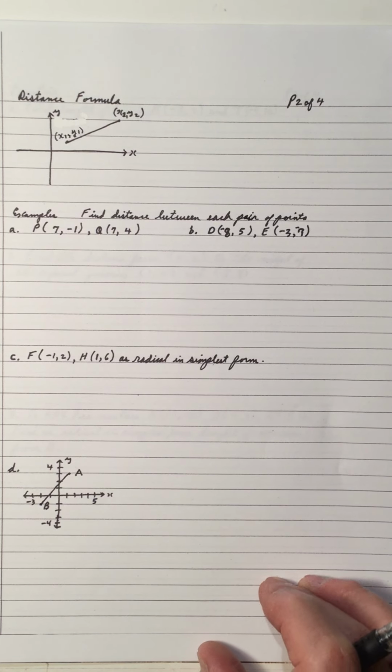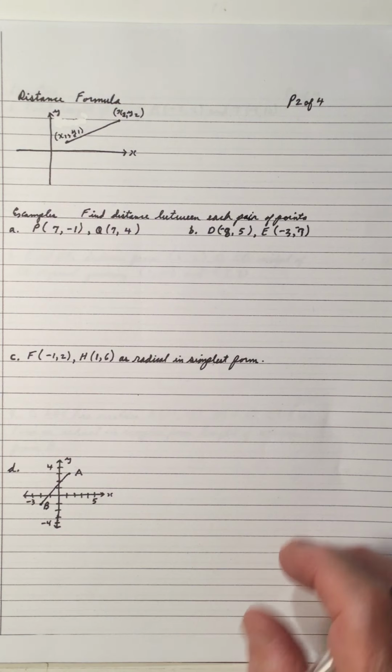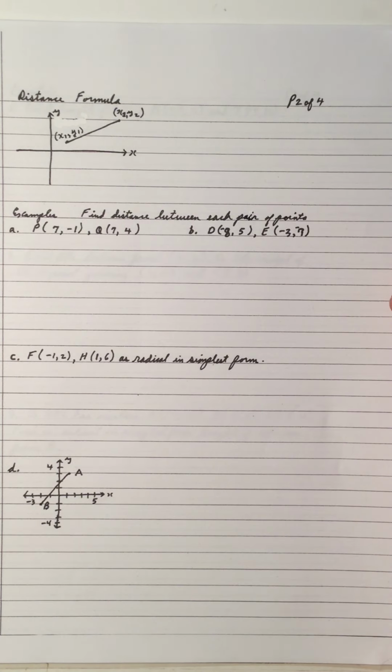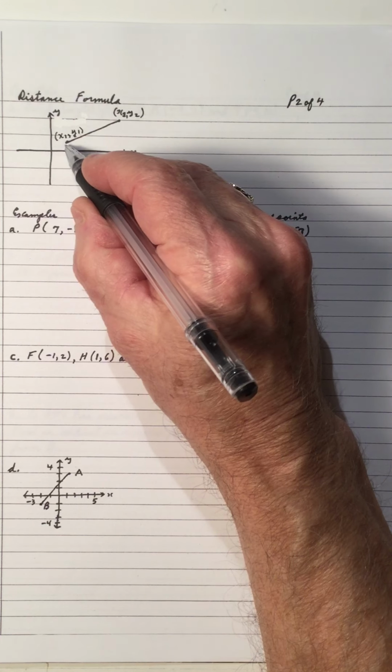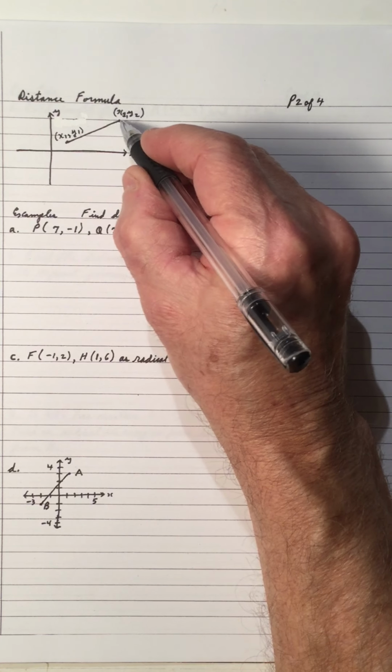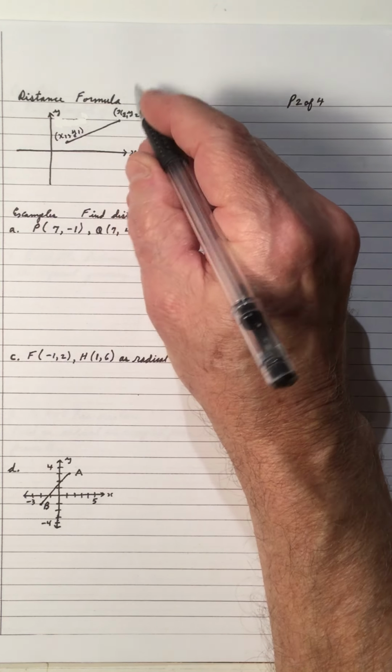The length of a segment is found by using a distance formula. So let's derive the distance formula. We have 2 points. This is the first one, x1, y1. This is the second one, x2, y2.